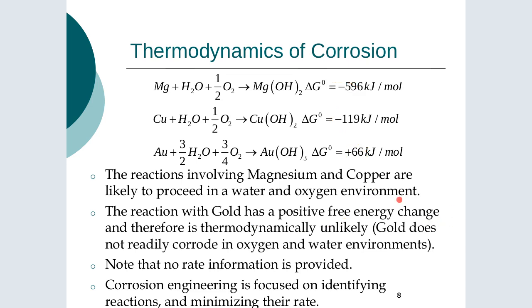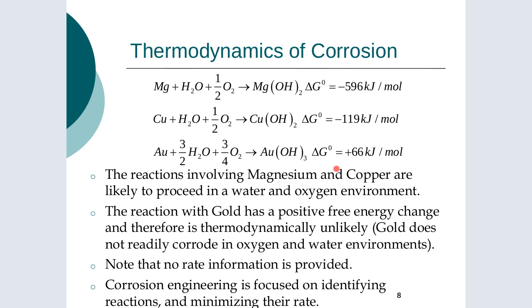And again, that's something that we can observe. If you dig in the ground, it is possible to find gold in its pure state. Whereas if you dig in the ground, you're unlikely to find copper or magnesium. So they're more in an ore state and had to be processed to extract the metal.